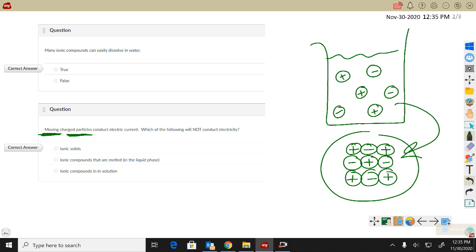So if you take a conductivity tester and you plunk it in some solid salt, it's not going to do anything. It will not conduct electricity. But it will if you can make those charges move.